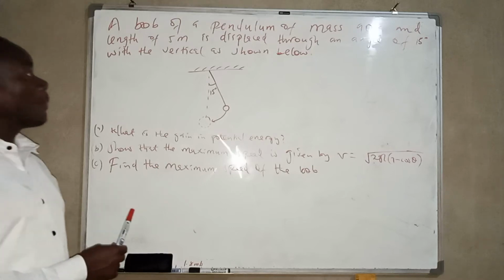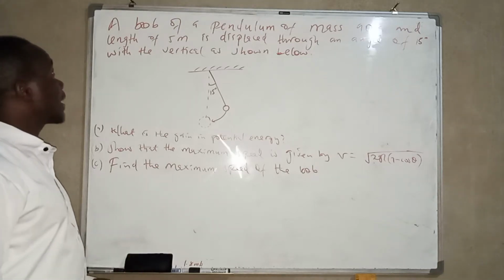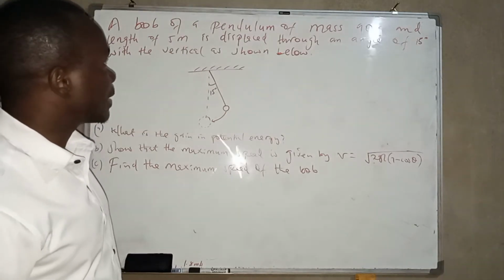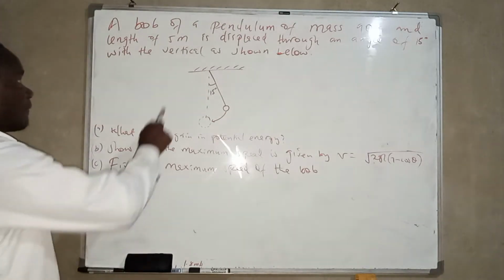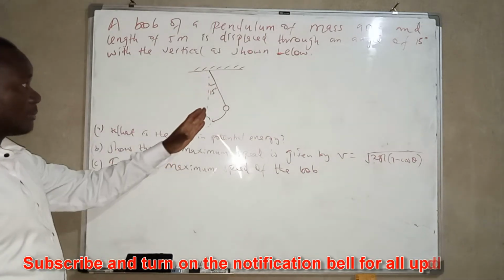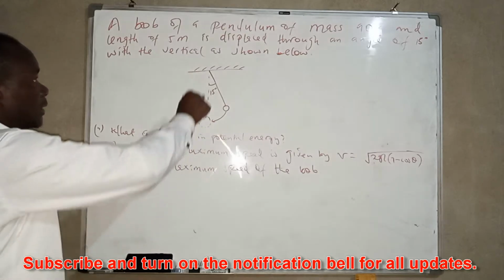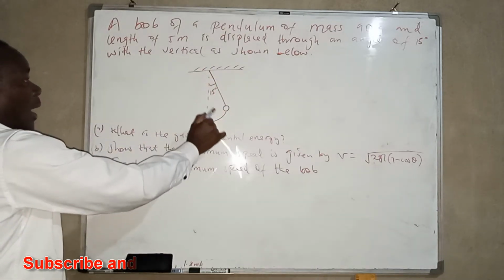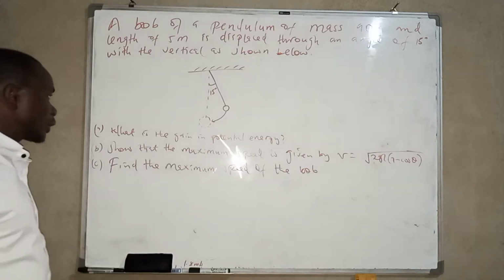The question says, a bob of a pendulum of mass 90 grams and length 5 meters is displaced through an angle of 15 degrees with the vertical, shown below. So this is the diagram that's been given. This bob is suspended from the ceiling, and it is displaced by this angle from its rest position.